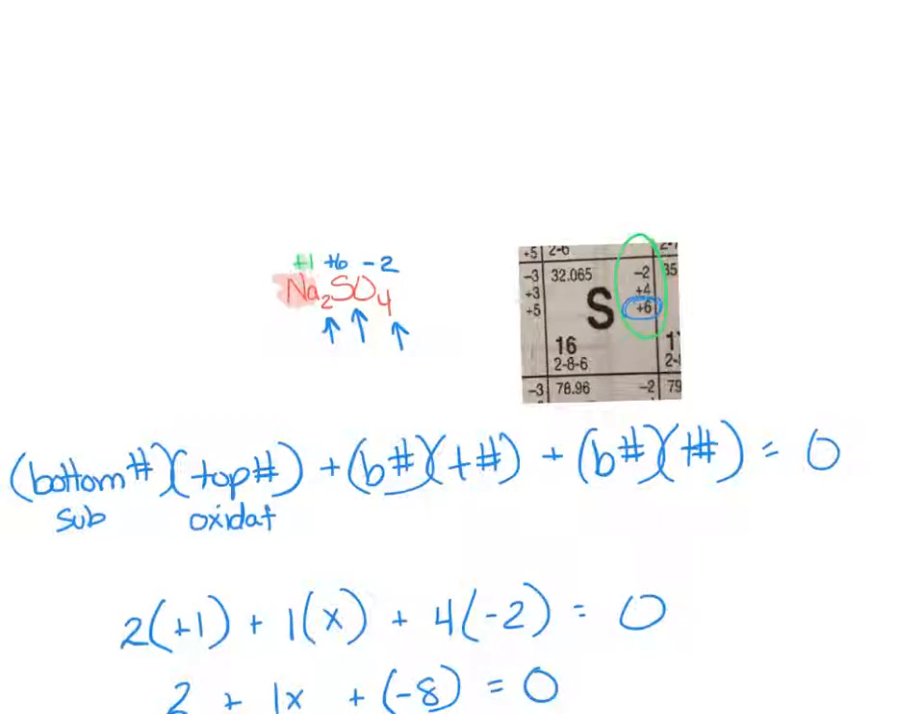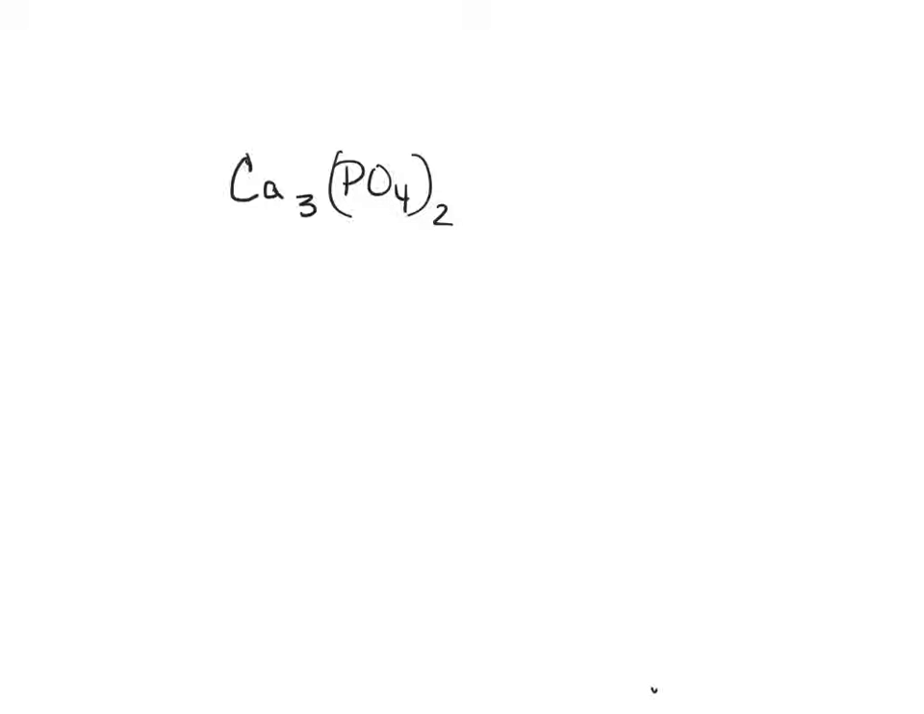Okay, here's another example, getting a little bit more complicated now, because now we have a polyatomic ion, and there are 2 of them in this compound. So let's do the same thing we did in the last problem. Let's start with the calcium. We've got 3 calciums, that's the bottom number, times the top number. What's calcium? It's a group 2 metal, so we know from a rule that it is a +2 charge.